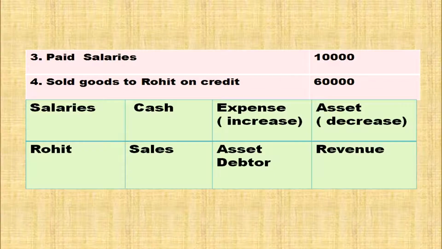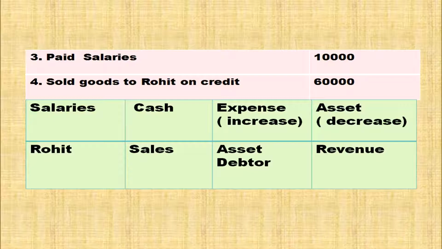Paid salaries, rupees 10,000. Which are the affected accounts? Salary account and cash account. Salary account can be included under expense. Rule for expense account, when it is increased, it is debited. So salary account is debited.